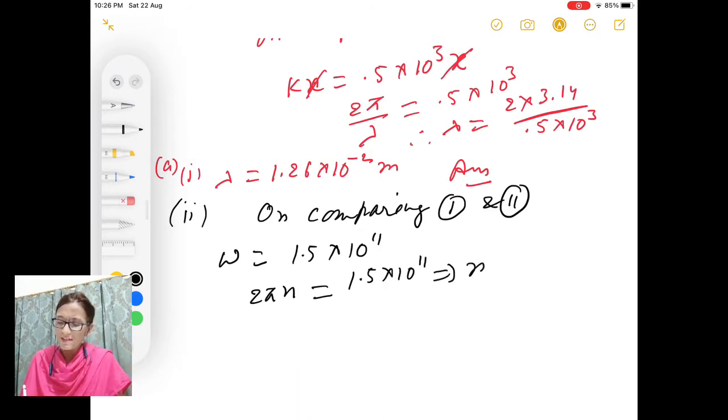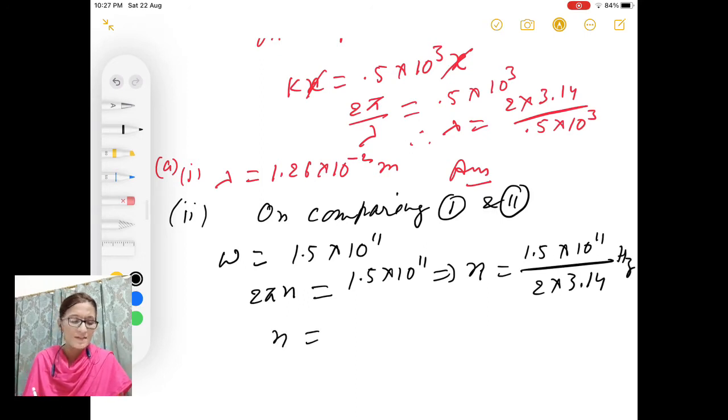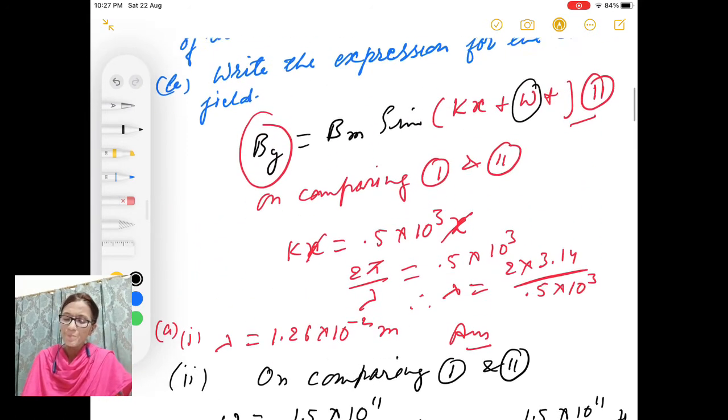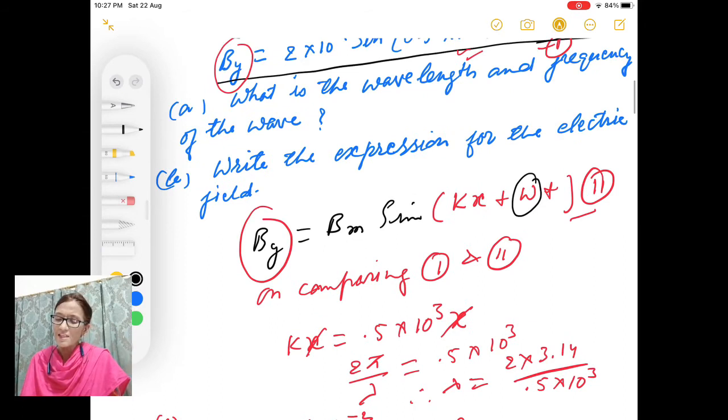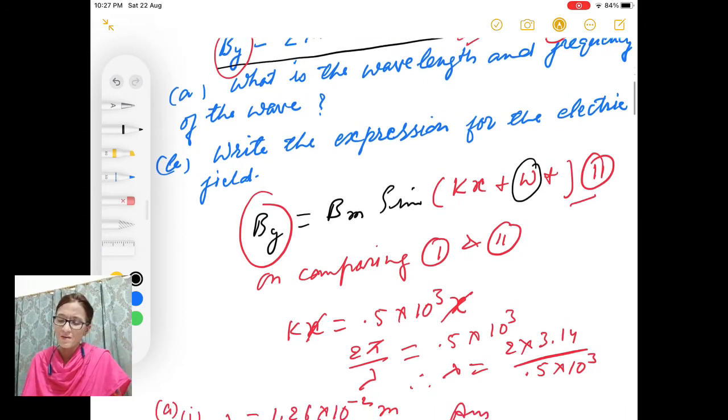So it implies that frequency n is equal to 1.5 into 10 to the power 11 divided by 2 into 3.14 Hertz. I have already obtained its simplified value, and this is 23.9 Hertz. Now question number B. Write the expression for the electric field.